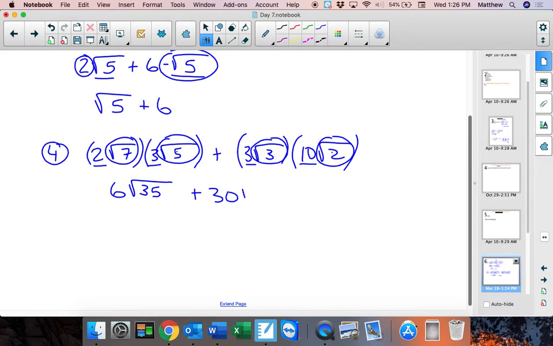Inside, root 3 times root 2 is root 6. Root 35 is simplified, it's just 5 times 7. Root 6 is simplified, it's just 2 times 3. There's no pairs in there. So my final answer is 6 root 35 plus 30 root 6.